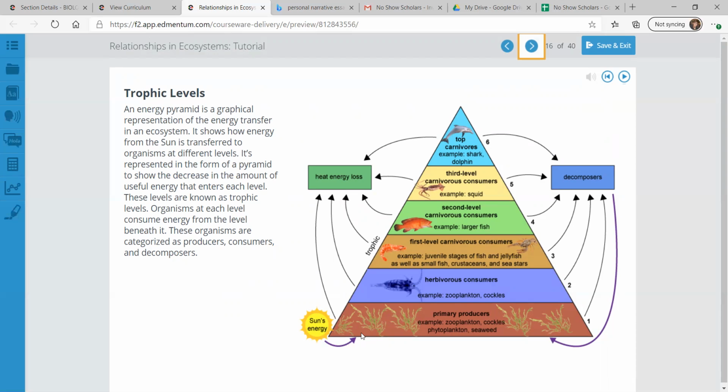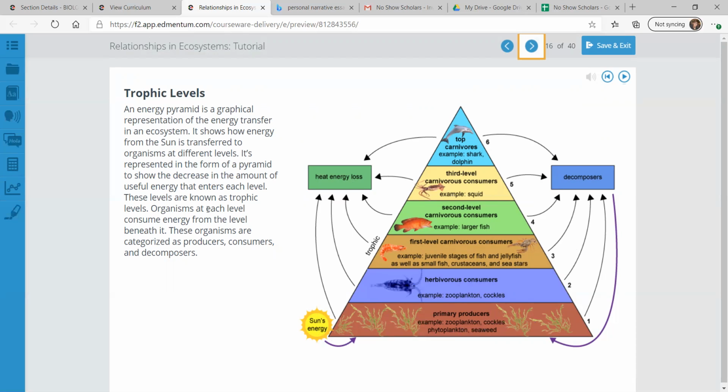So the sun's energy enters these guys, the primary producers, such as seaweed, zooplankton, phytoplankton. They have the most usable energy, and they're getting it directly from the source. And as they use it, and that goes up to this level, there's actually heat energy loss. And then decomposers are actually getting some of that energy too from each level.